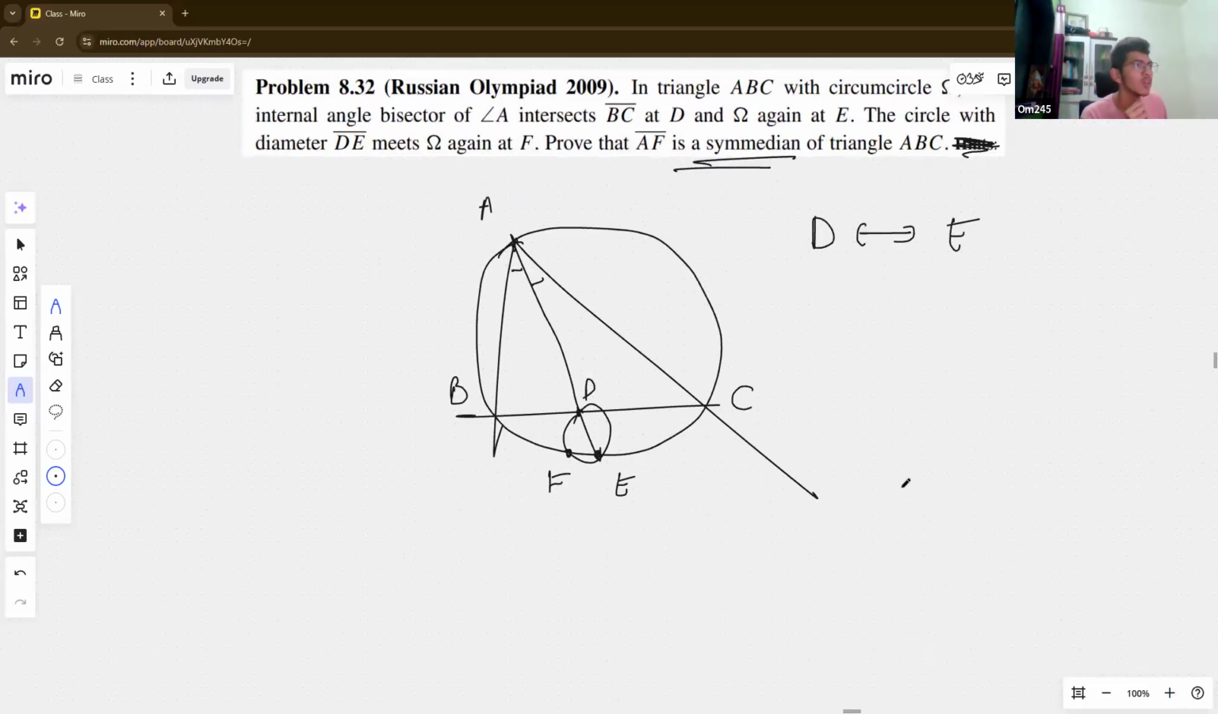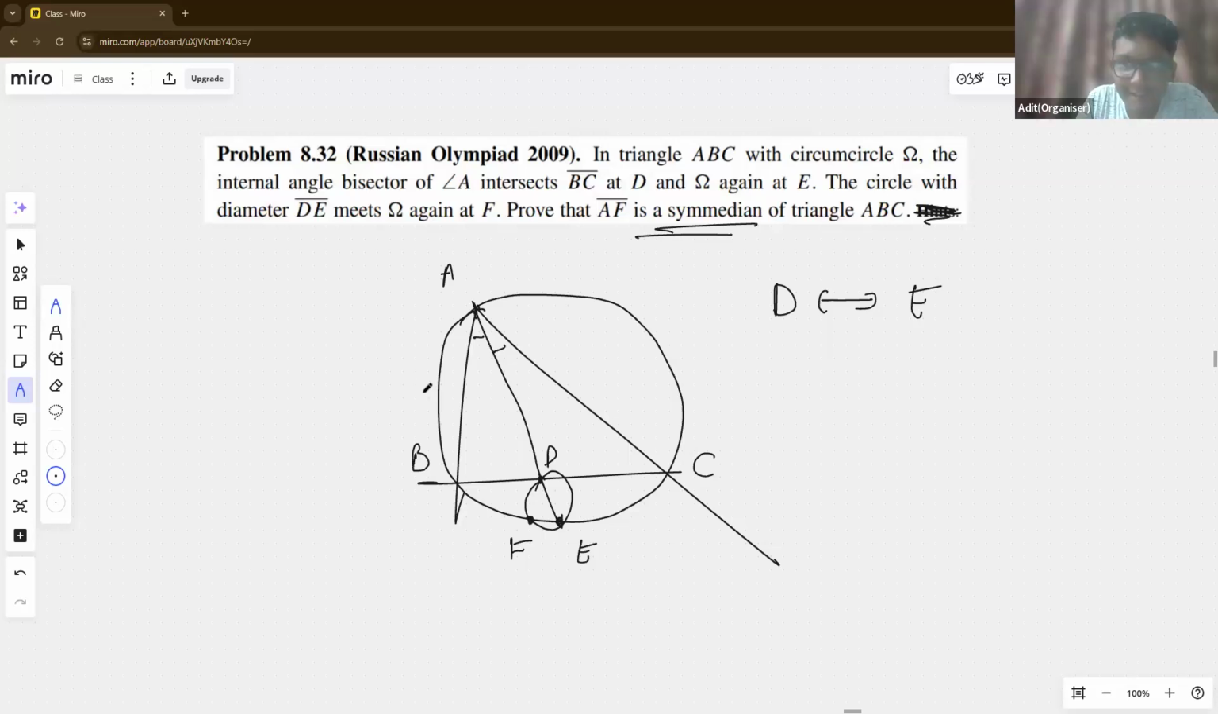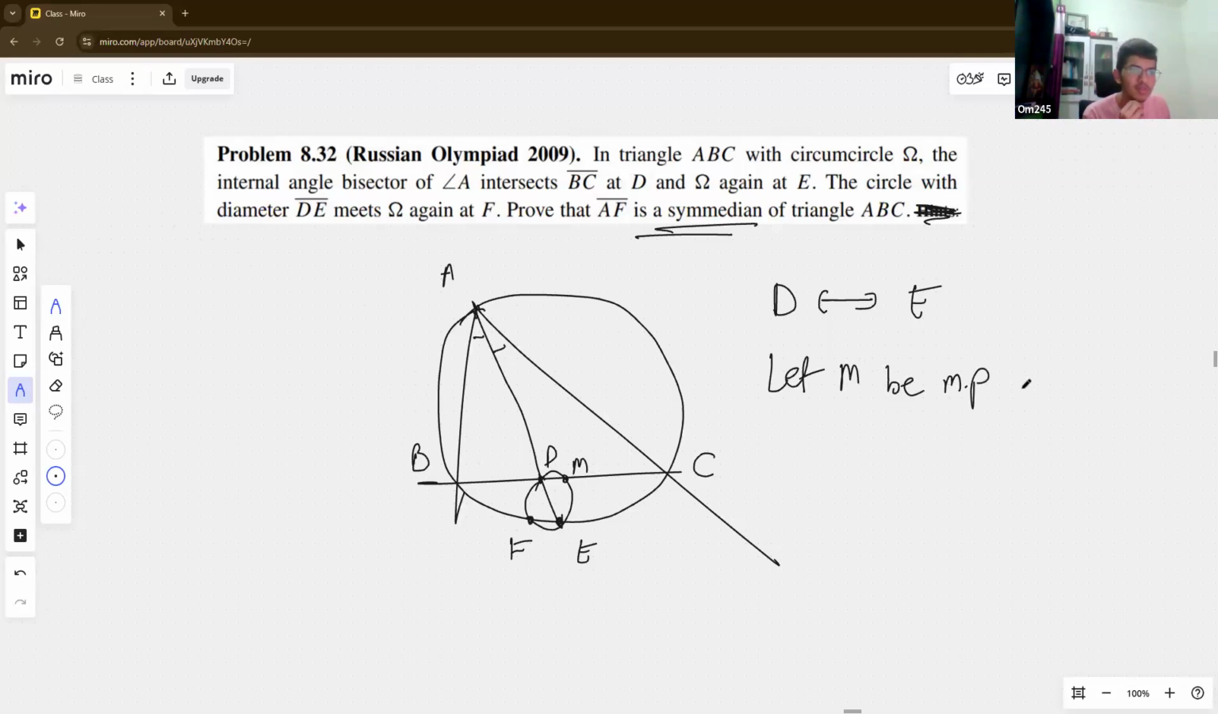I should zoom. Okay, and then we have to prove AF is the symmedian. So by definition, what do we want to prove actually? AF is the symmedian. That's supposed to mean the reflection of AF about AD is the median. Yes. And so F, that automatically inspires us to consider the midpoint of BC. So if you consider the midpoint of BC as M, then M also lies on the circle. Yes. Let M be the midpoint of BC.